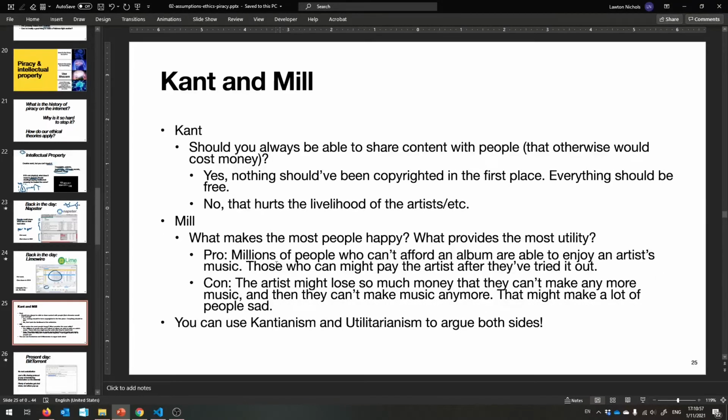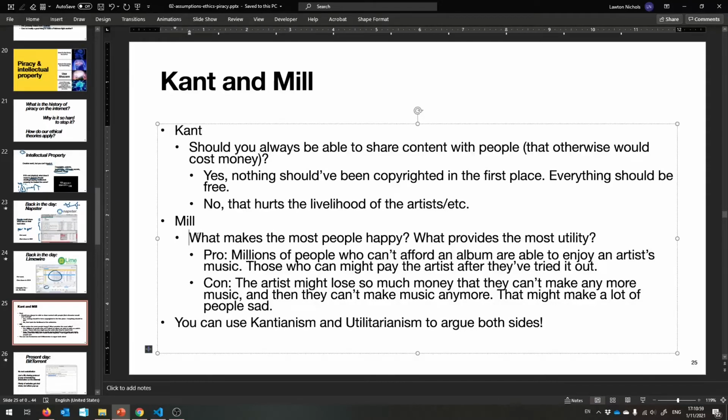Sorry there, I had to fix the Mill slide, the Mill part. So Mill would ask things like, what makes the most people happy? What provides the most utility? And we can think about this from two points of view again. You could use Mill's thoughts to argue, yes, we should have piracy, or no, we should not. So a pro would be something like millions of people who can't afford an album, like say this is some kind of music that we're stealing.